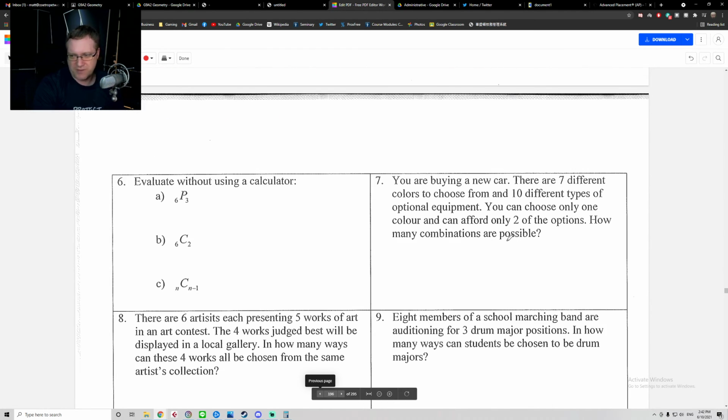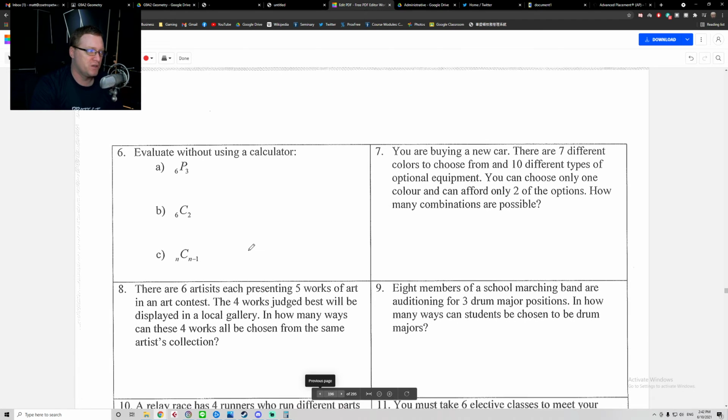Now, I'm going to only spend about 5 minutes more. Let's quickly look at some of these. These are all pretty easy. We already know this. If we're doing permutations, it's going to be 6 factorial divided by 6 minus 3, which is 3 factorial. If we're doing combinations, it's going to be 6 factorial divided by 6 minus 2, which is 4 factorial, and then 2 factorial.